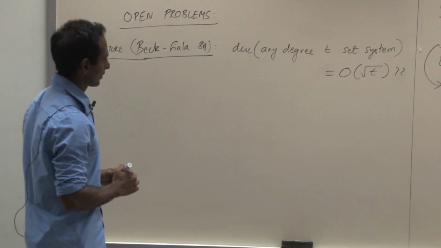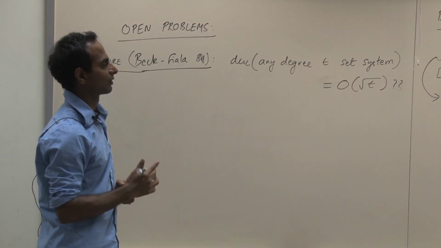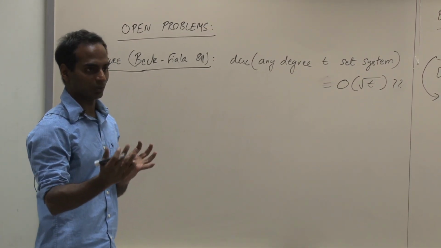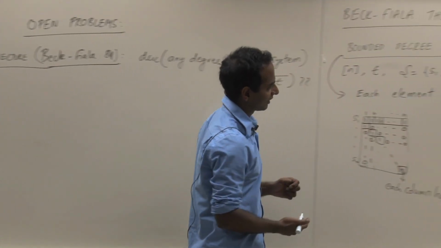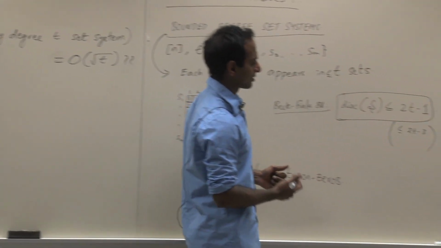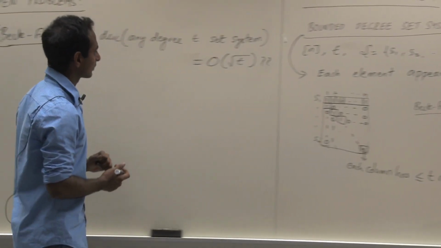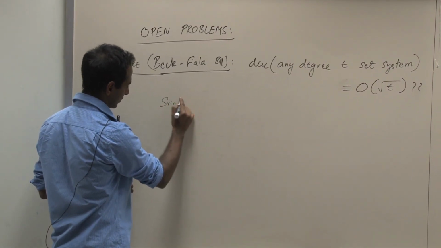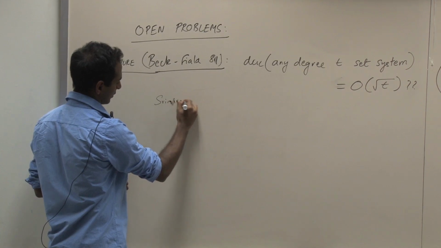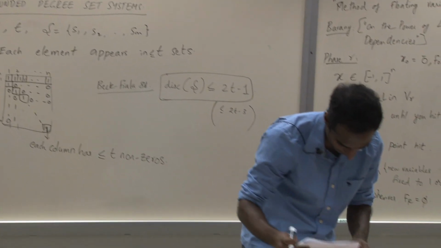And there are better bounds known than 2t minus 1 if you allow dependence on the size of the universe. At the beginning I said, the most notable thing here is that it does not depend on the size of the universe, right? It's independent of n. And there's the result of Srinivasan. Well, I forgot the year, but look it up.